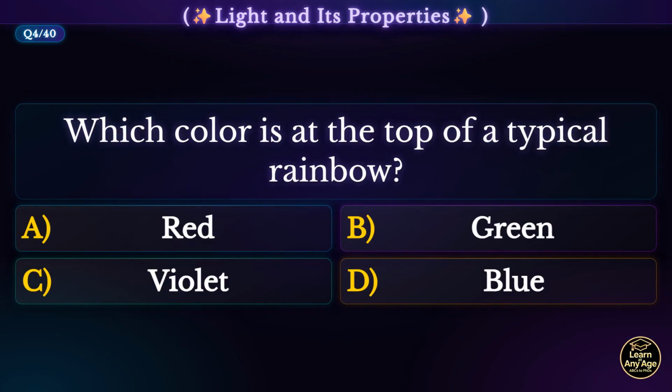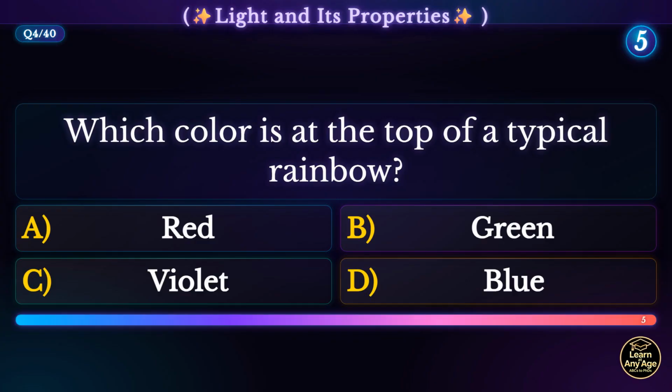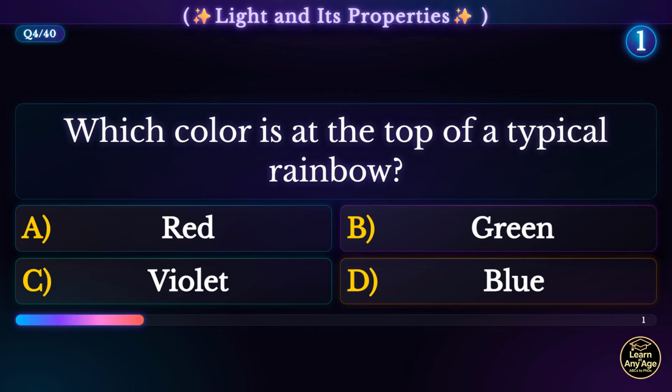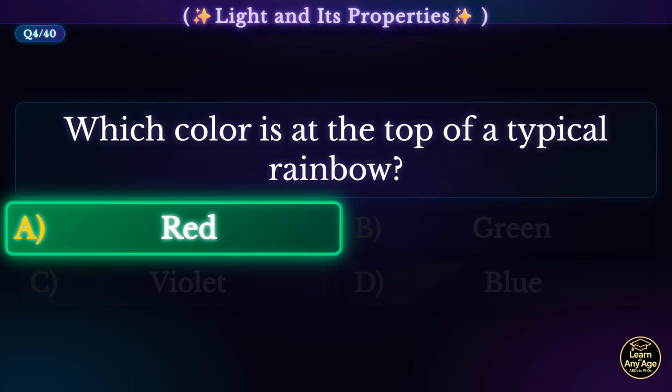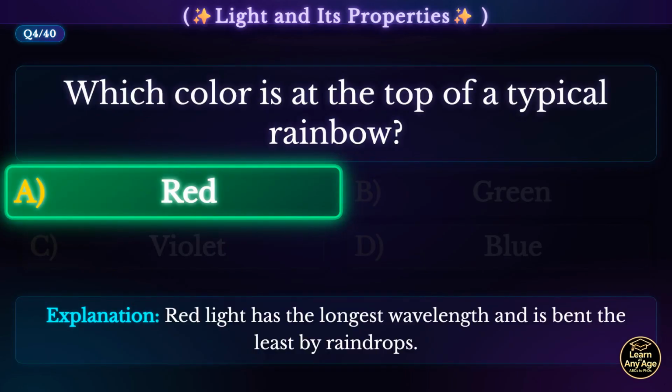Which color is at the top of a typical rainbow? Red, green, violet, blue. Red. Red light has the longest wavelength and is bent the least by raindrops.